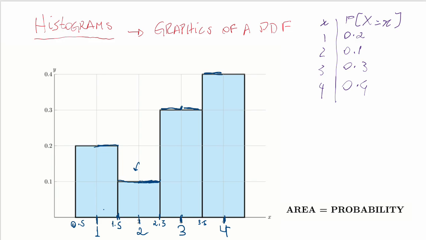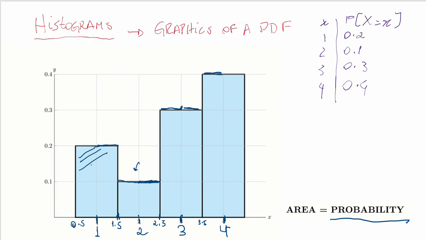And the third thing to have a histogram is this. The area of the bar, of the rectangle, should be equal to the probability. So the area of each bar should be equal to the second column of the PDF. Okay? So let's do one of the rectangles. Let's start with this one.